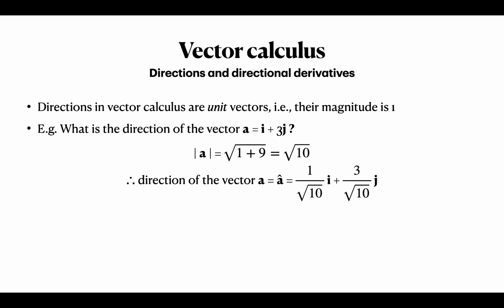All right. And usually the direction is denoted by a hat. I'm going to denote the direction by a hat. So if you have a vector A, its direction is called A hat. And as I say, you divide each of the components by the magnitude.